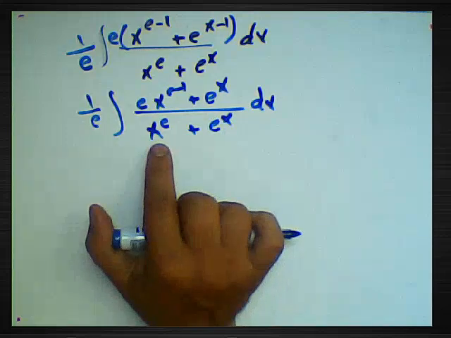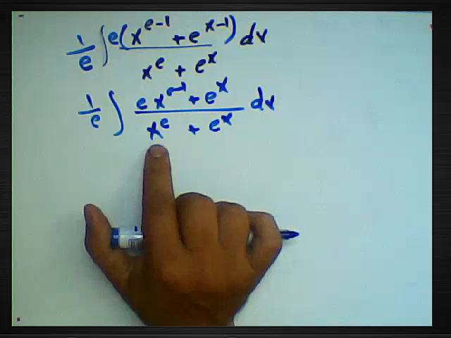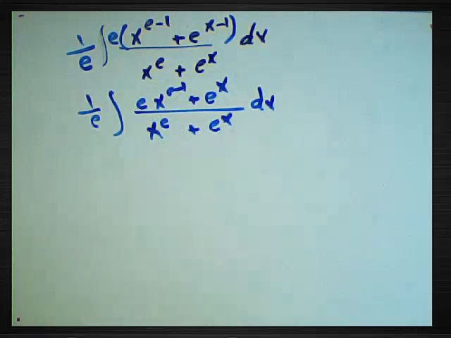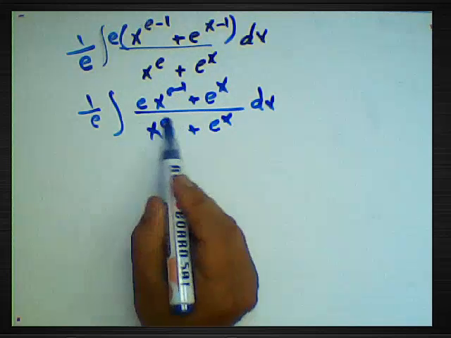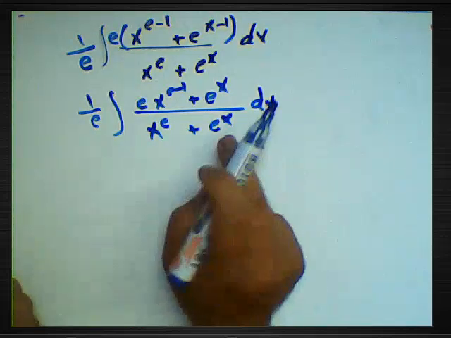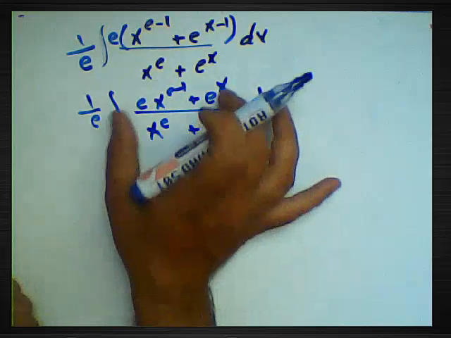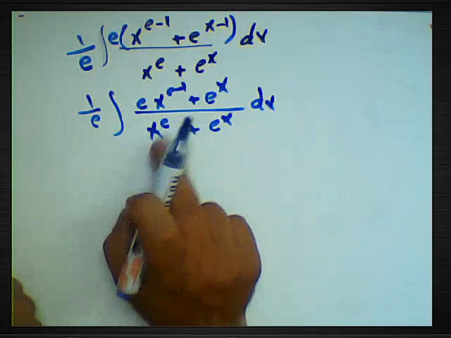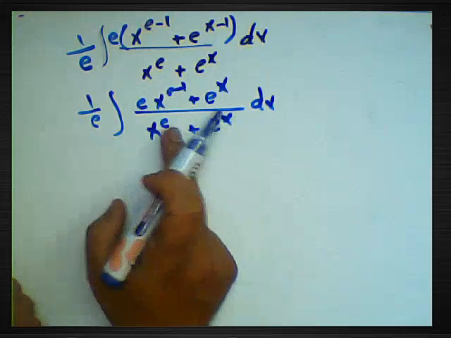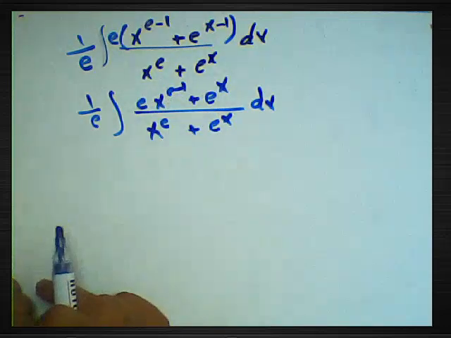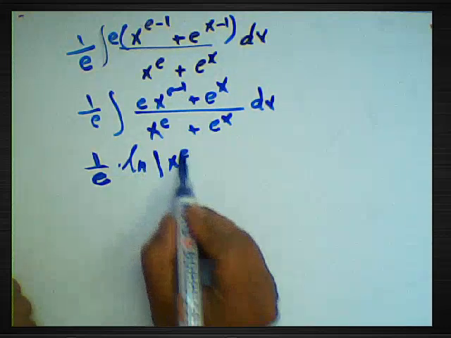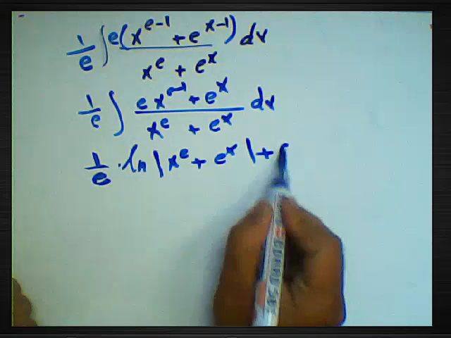The derivative about this function, we can write what? x power e minus 1 times e. We drop the power behind it and subtract 1 from the power. Understood? And this function derivative about it will be here. So the numerator will be derivative about the denominator. The derivative about x power e, it will be x power e minus 1 multiplication e. We must drop the power behind it and subtract 1 from it. So the result will be 1 over e multiplication by ln absolute value about the denominator x power e plus e power x, plus constant.